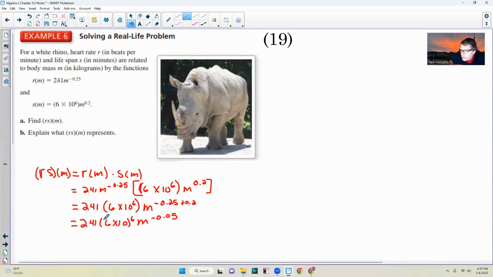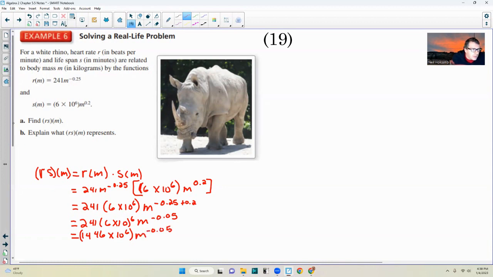So now I can multiply the numbers together. So 241 times 6. 6 times 1 is 6, 6 times 4 is 24, carry the 2, 6 times 2 is 12, plus 2 is 14. So now it's 1,446 times 10 to the 6th. And this whole number now is multiplied by M to the negative 0.05.